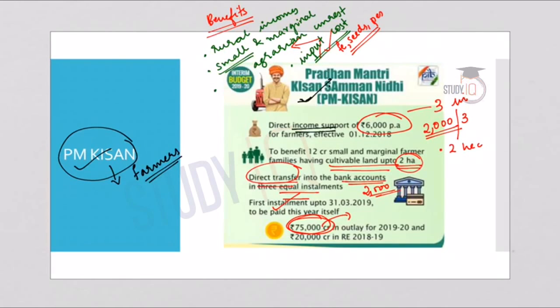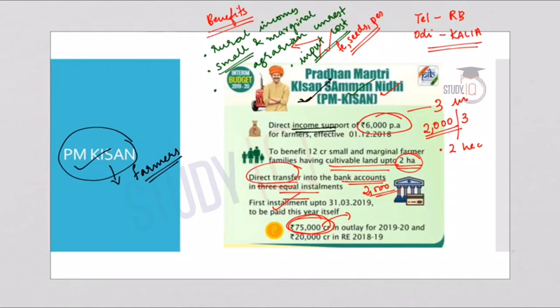We will see that many states have implemented more comprehensive schemes than Pradhan Mantri Kisan Samman Nidhi. If we take the examples of states like Telangana, they have implemented the Raitu Bandhu scheme. In the state of Odisha, the state government has implemented the Kalia scheme. So different state governments have already implemented more comprehensive schemes. If we look into the details of those schemes, we will see that the proposed Pradhan Mantri Kisan Samman Nidhi is a less comprehensive scheme.